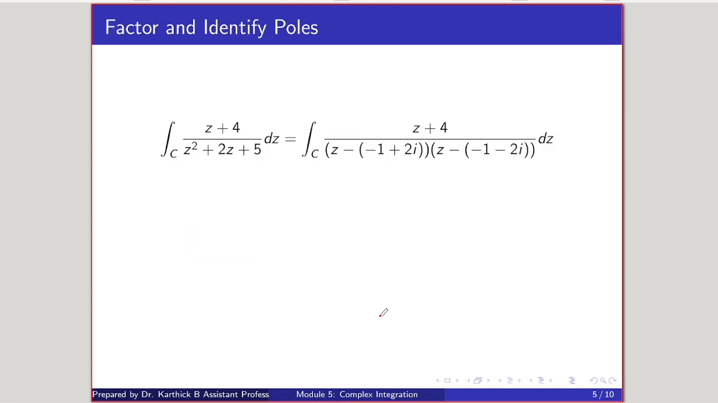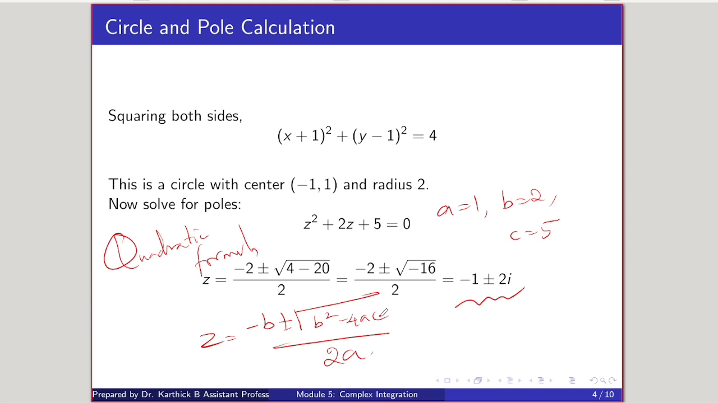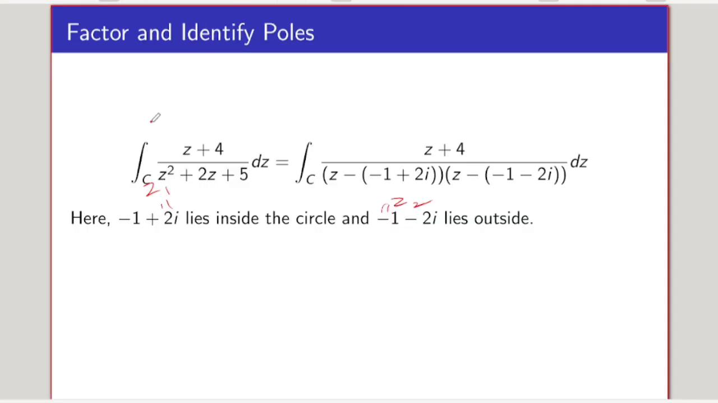So now we find the value. From this, z1 will be minus 1 plus 2i, since 2 roots will be there, no? So z2 will be minus 1 minus 2i. Now we want to check whether it lies inside the circle or not. So let me check. Our equation, the given curve, will be modulus of z plus 1 minus i equal to 2.